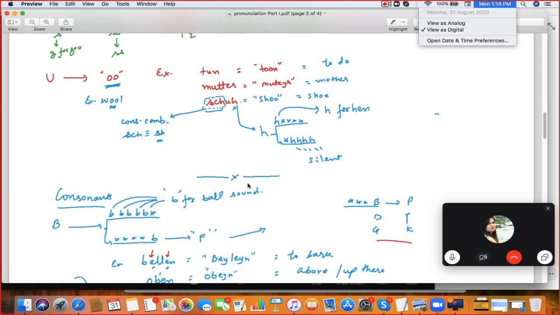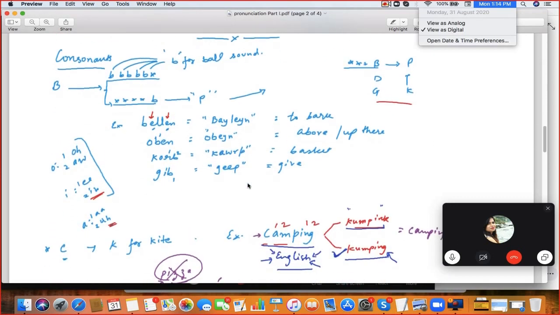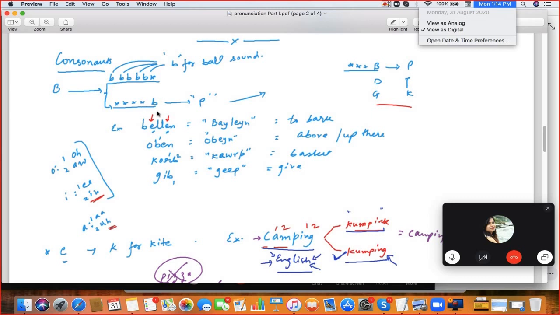So the first consonant which we have is B. B in the end is P. Beginning or middle is B for Bombay. So speak the example. Beten. Oben. Korb. Geep. Okay. Beten, oben, Korb and geep.